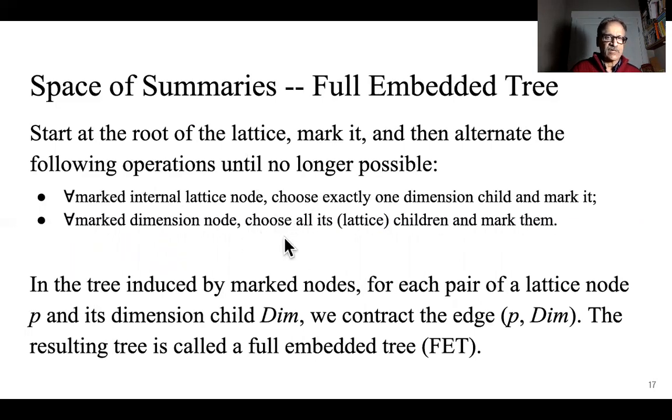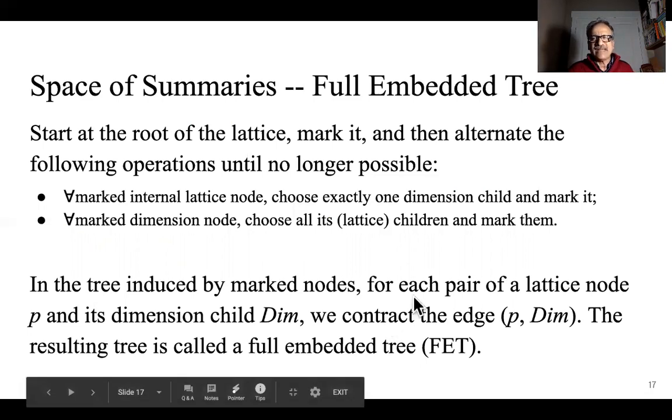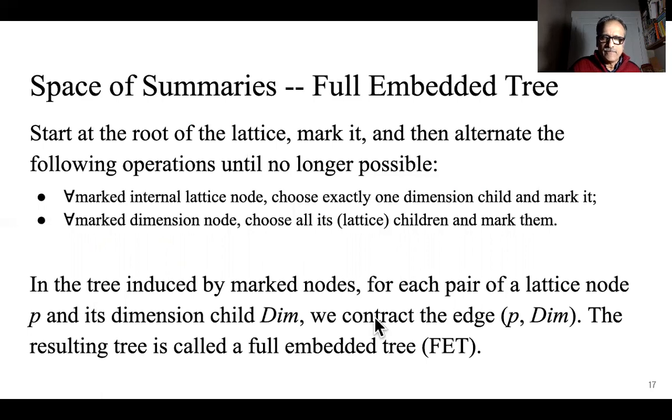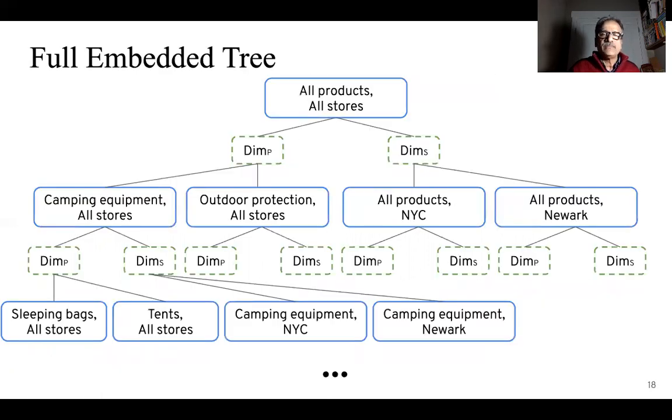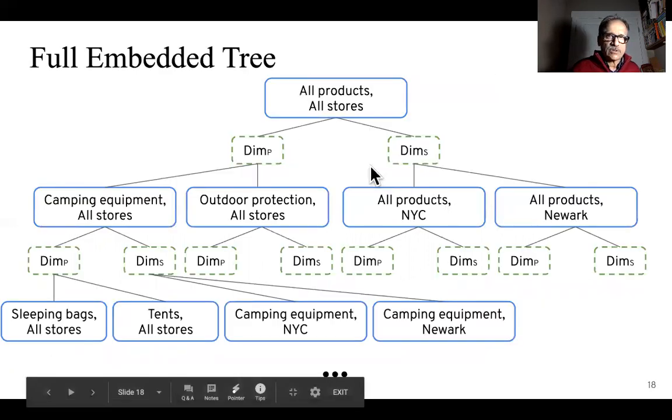If you keep doing this, eventually we will exhaust the lattice. You will cover the entire lattice. But what you will have described in the process is an embedded, fully embedded tree. So technically we are not done. What we need to do eventually is to get rid of the dimension nodes because we don't need the dimension nodes once we get the full embedded tree. All right, let's see what it looks like in our toy example.